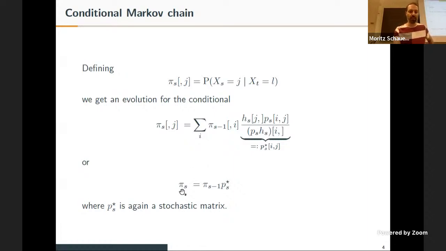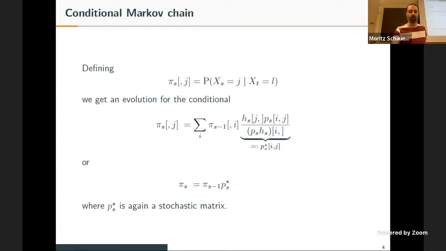And this will be that I'm getting my pi s as a row vector times matrix product of pi s minus 1, so my marginal conditional in the previous state, times a stochastic matrix. And this stochastic matrix is P star, which is my matrix PS, but then each column weighted appropriately and divided by something which comes from just evaluating the previous slide, but it also is exactly what will make P star into a stochastic matrix.